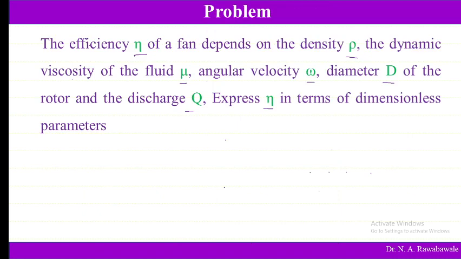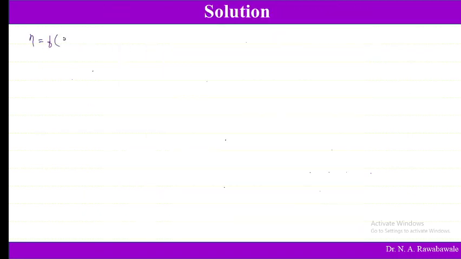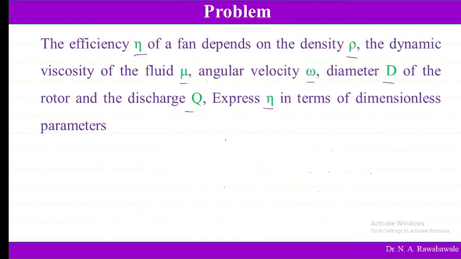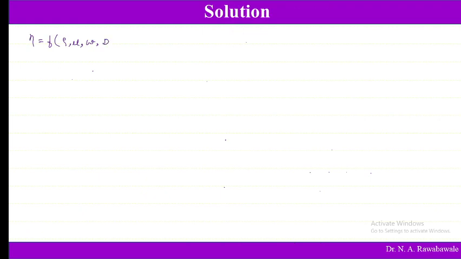So now, looking at this, what we can do is: the efficiency is a function of the terms which are given here. Density, viscosity, angular velocity, diameter and discharge Q. So these are the independent variables, or this can be written as F1, a function of these terms, that is efficiency, rho, mu, omega, d and Q, is equal to 0.